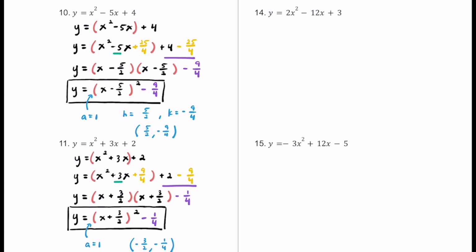For number 14, we have this equation y is equal to 2x squared minus 12x plus 3. Notice how A is equal to 2, so this will be slightly more annoying. This is what it would look like if we grouped just the first two terms. Now we really want our A value to be a +1 on the inside, so let's factor out 2 from these two terms. So if we do that, we have 2 times a quantity of x squared minus 6x, and let's leave a gap so we can actually complete the square, and then we have a +3 on the outside.